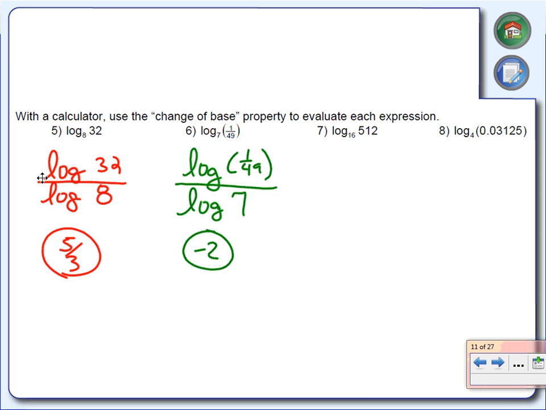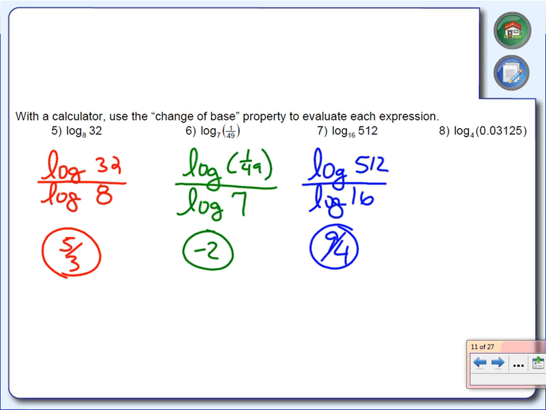Keep going, number 7. Let's rewrite that one as well. This is now going to become log of 512 divided by the log of 16. And the log of 512 divided by the log of 16 is, oh yeah, give me the fraction. 9 over 4.